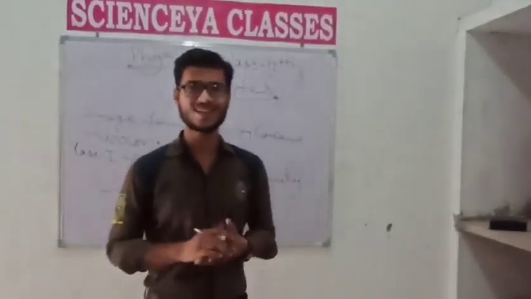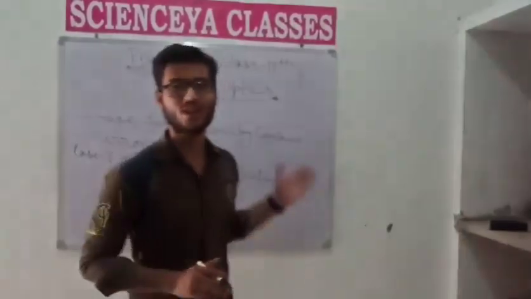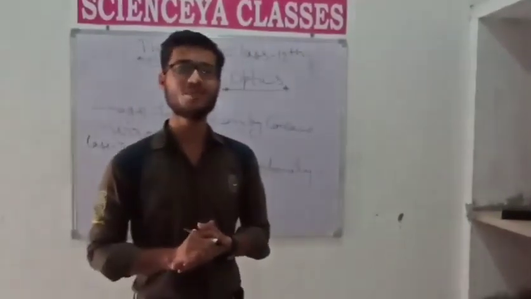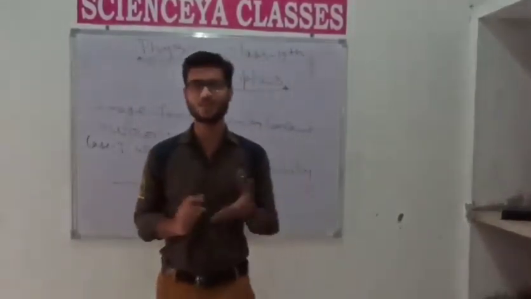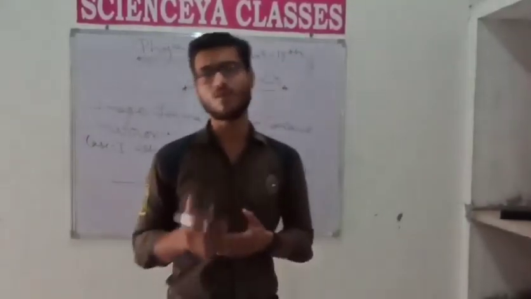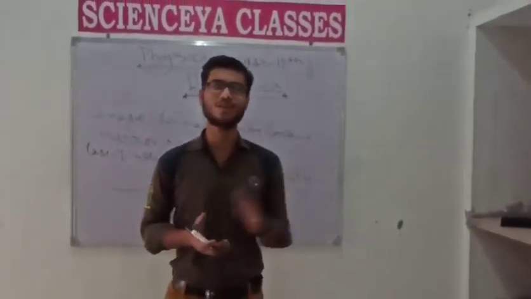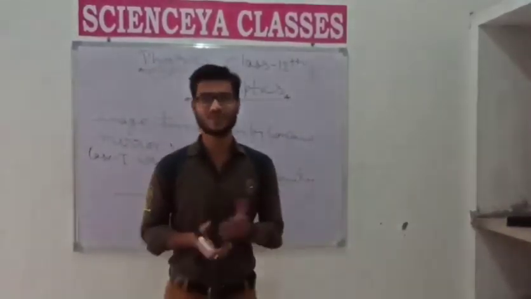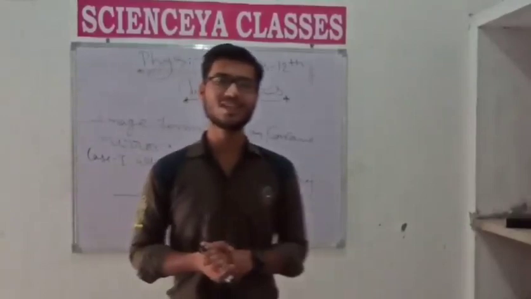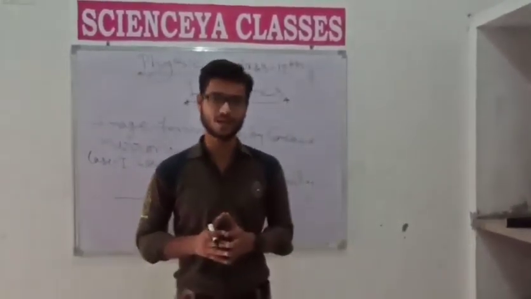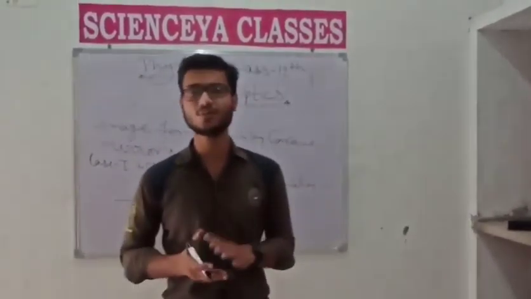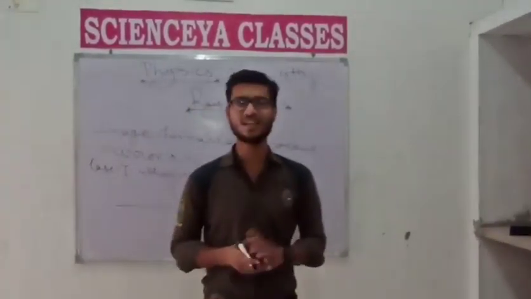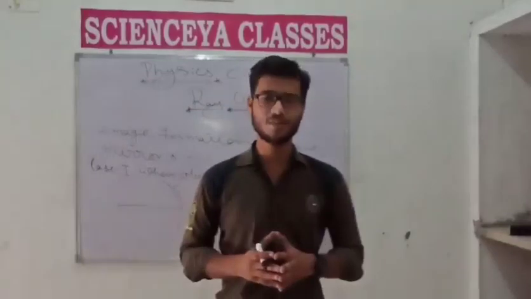So students, welcome to my fourth lecture and we continue the chapter ray optics. In our first lecture, we discussed the basic definition of light and the phenomena of light and also the different optical instruments. In our second lecture, we discussed the phenomena of reflection, refraction and the types of mirror. There are three types of mirror: the first one is plane mirror, the second one is spherical mirror and the third one is parabolic mirror.